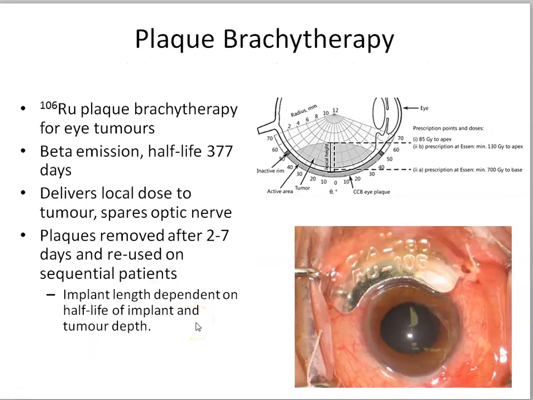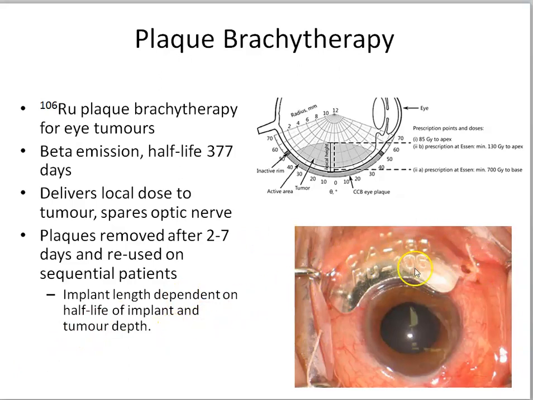So other forms of radioactive implant would include plaque brachytherapy. In this case, ruthenium plaque, which undergoes beta emission with a half-life of 377 days. So we tend to use this for optic tumours, particularly for ocular melanoma, also called uveal melanoma. When these plaques are brand new, they're very hot, very radioactive, and over time they lose their radioactivity. What happens with these is they are used on one patient, implanted for 2 to 7 days, removed, and then used sequentially on other patients.